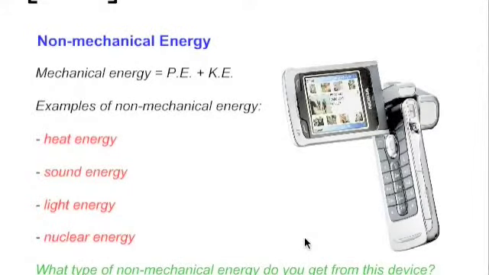Mechanical energy, as you can see here, is made up of potential energy and kinetic energy. Examples of non-mechanical energy are heat, sound, light, and nuclear. Why do they call it non-mechanical energy? Well, you can guess that the word mechanical can be derived from machines, the use of machines to help mankind do work or make work easier.